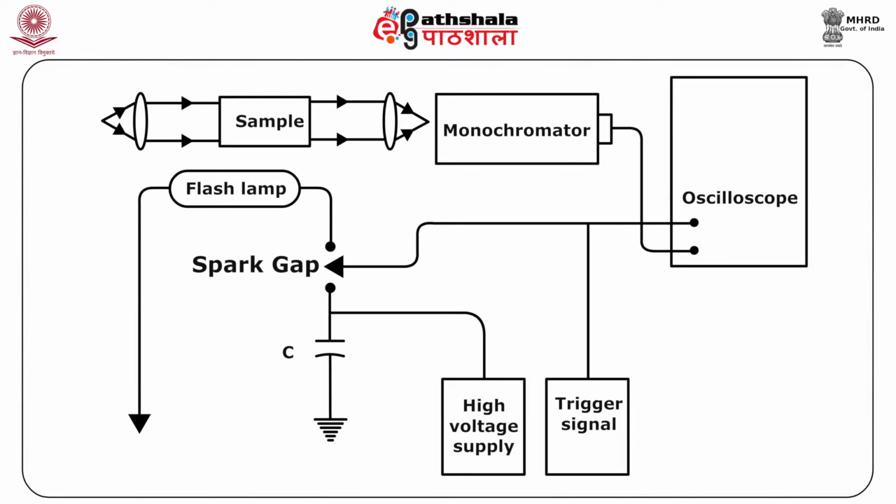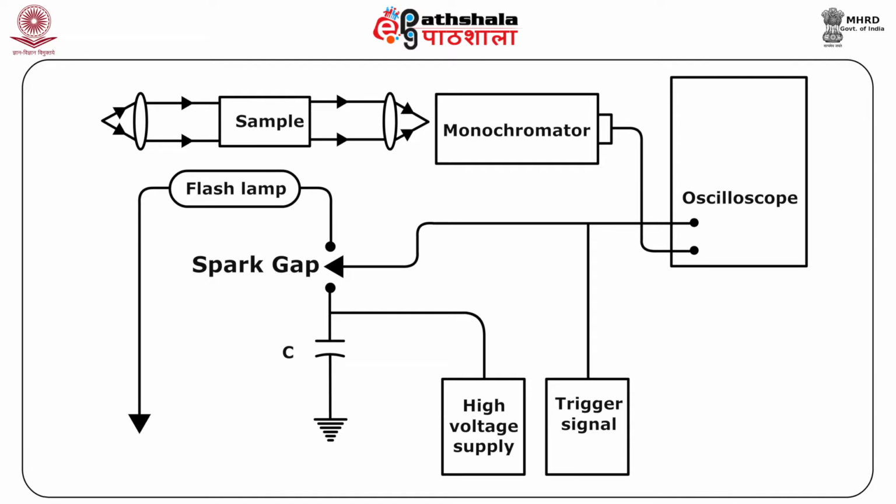Norrish and G. Porter in 1949. The apparatus for flash photolysis studies is shown in the figure. The sample is exposed to a very intense flash that has energy of the order of 10 to the power of 5 joules and duration of 10 microseconds.